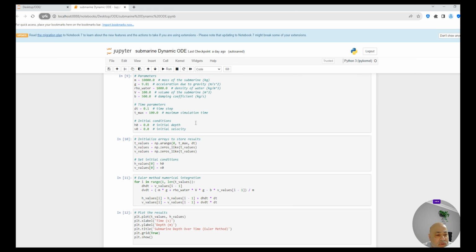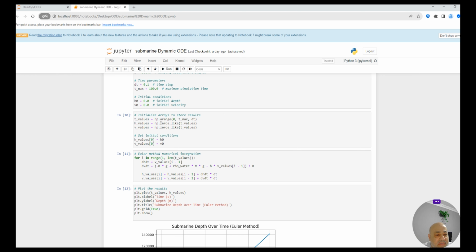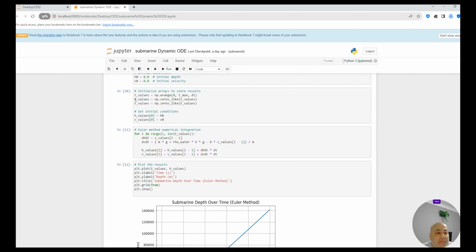Then I initialize the conditions, and I set H0 and V0 equal to 0, which are the initial depth and initial velocity. Then I created my arrays, and in this case I am using arange to create the t-value array, which is between 0 and Tmax, where Tmax is 100 and dt, the actual time step, is 0.1. So it will give me exactly the same as we defined before, between 0 and 100 with 10,000 samples.